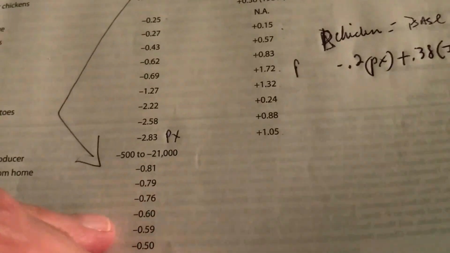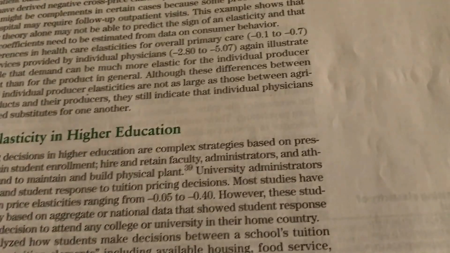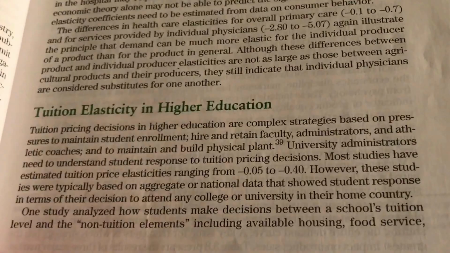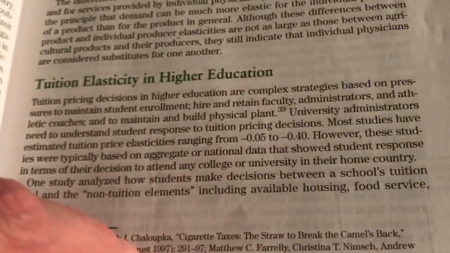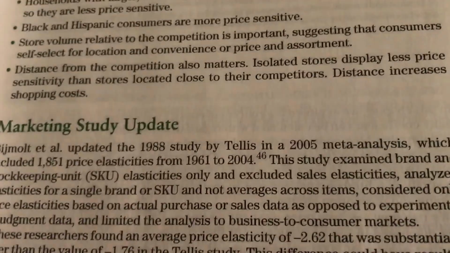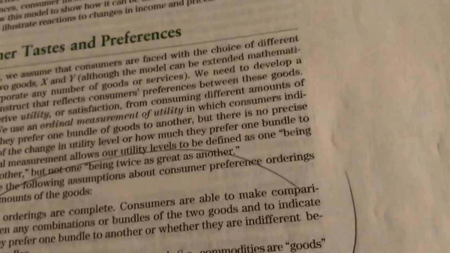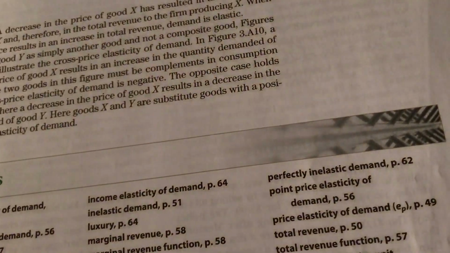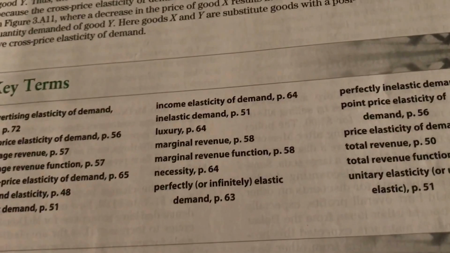So this is the kind of thing I want you to pay attention to, spend some time with, and we'll be adding more on. In the rest of the chapter, they talk about different elasticities for different industries. For instance, like healthcare, which is a necessity, tuition elasticity in higher education, which we're starting to see changes in that. So spend some time with this, and we will be talking again.